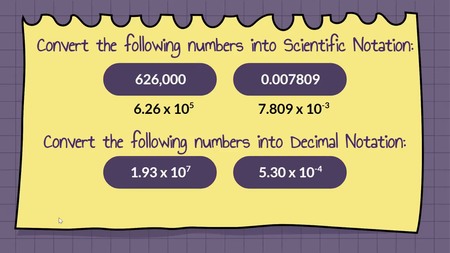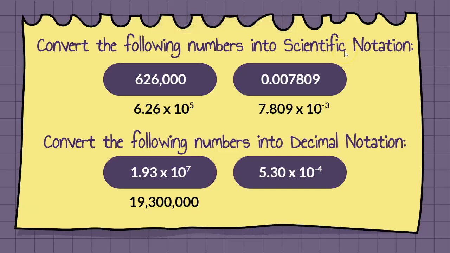And now let's go backwards. So when we have the number in scientific notation already, how do we turn it back into decimal notation? For this first example, 1.93 times 10 to the power of 7. The positive 7 means it's a really big number. We're going to move our decimal 7 times, and we get 19,300,000.